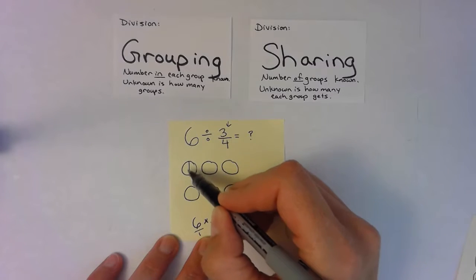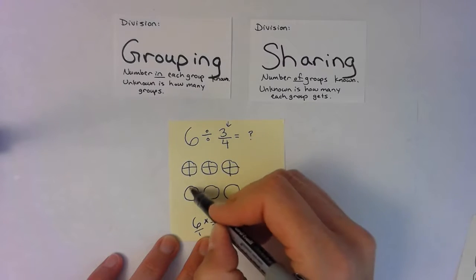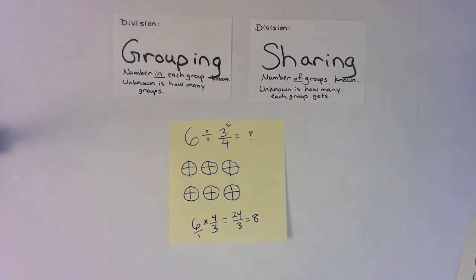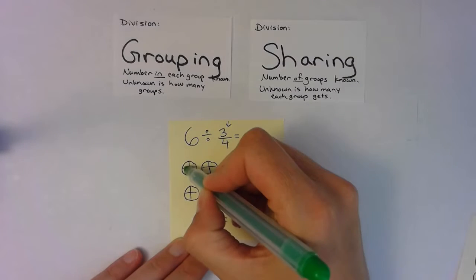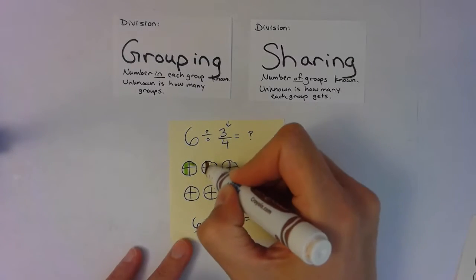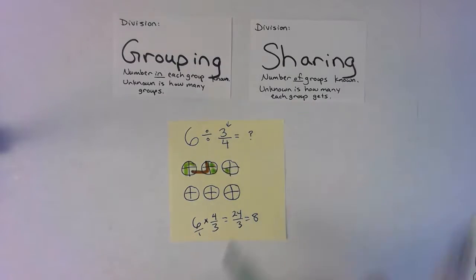So let's go ahead and divide these into quarters. So I have 6 wholes, 6 circles. I'm dividing them into quarters. And so my question is, how many 3/4 are there in 6? So I'm going to go ahead and color code this a little bit. Here's one 3/4. Here's a second 3/4. Here's a third 3/4.